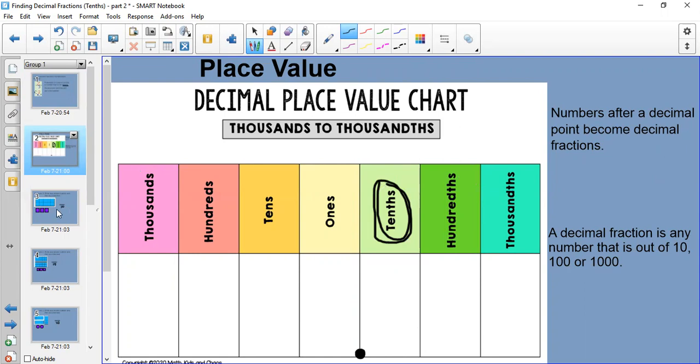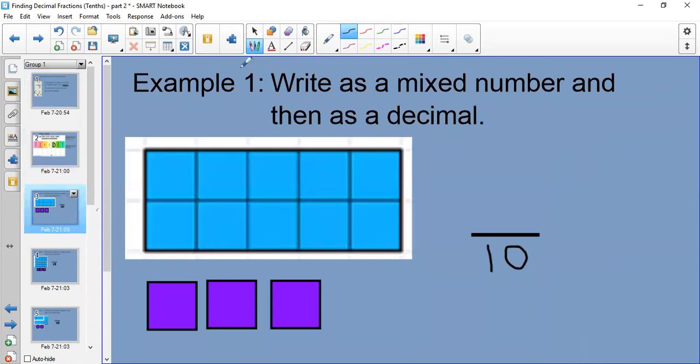So the sort of questions that are going to come up in your activity sheet are ones like this. For example, write this shape as a mixed number and then write it as a decimal. To write it as a mixed number is essentially just writing it as a fraction. So what you need to do is count how many whole parts of 10 you have. 1, 2, 3, 4, 5, 6, 7, 8, 9, 10. I've got one whole part of 10, so I need to write one whole part down here. I know it's out of 10, so my denominator is going to be 10.